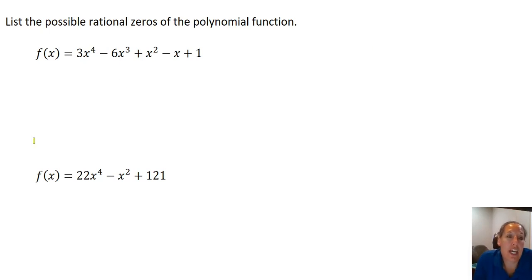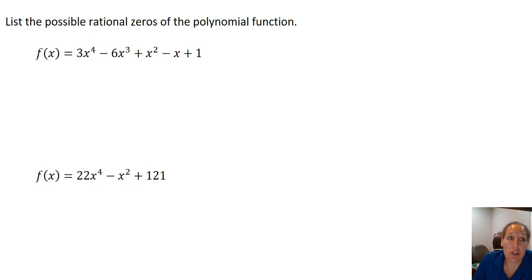Hello, in this video we're going to take a look at the rational zero theorem. The rational zero theorem tells us that if we have a polynomial that has integer coefficients, so all of the coefficients on x, there's no fractions, they're all integers, then any zero that is a rational number will be in the form of a factor of our constant divided by a factor of our leading coefficient.